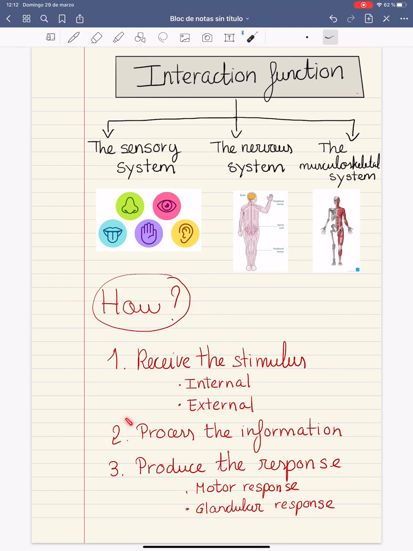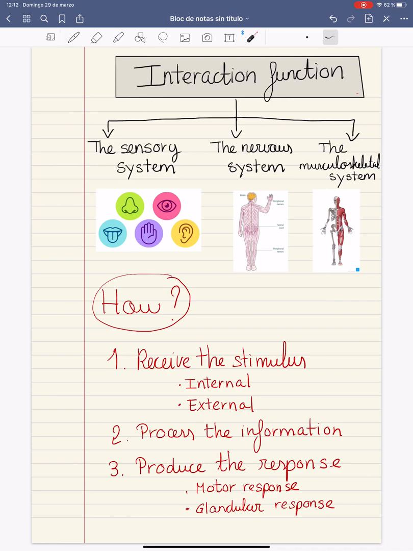The next step is to process the information. Our brain and our spinal cord, so the nervous system, is in charge of processing that information and sending the response. And finally, we produce the response, and the musculoskeletal system is in charge of carrying out this final step. The response can be either motor or glandular. What is the difference between both of them? In a motor response, you need to move your muscles or your bones, and in the glandular response, instead of moving your muscles or your bones, you produce a substance.